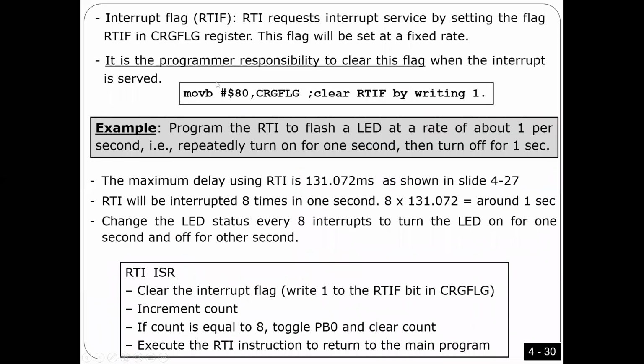So in other words, you can move 80, you can write one to this bit. Once you write one, this one is going to clear the interrupt flag bit. This is the way it works.